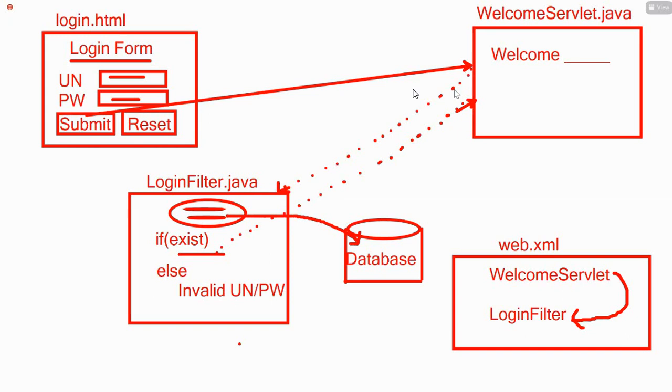Control is diverted to the filter. The filter is executed. If it exists in the database, control comes back. If it does not exist in the database, it is invalid. Here only it stops. The servlet is not executed. Okay, that type.